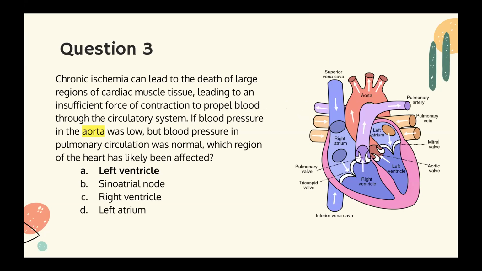The answer is not D, the left atrium, because the left ventricle is responsible for pushing the blood into the aorta. That's why it's surrounded by more muscle. The answer also isn't B, the SA node, because if it were, then the blood pressure in the aorta and pulmonary circulation would be lower.